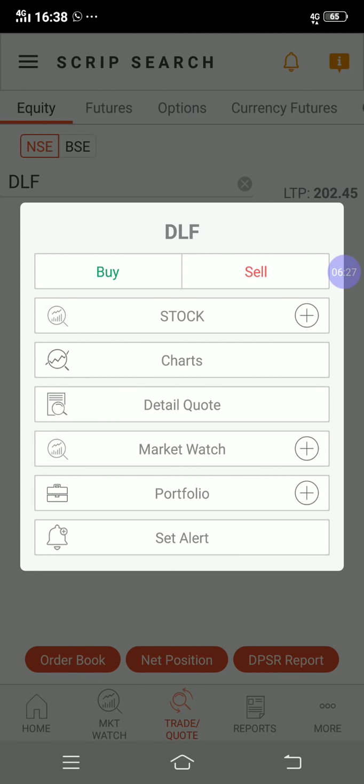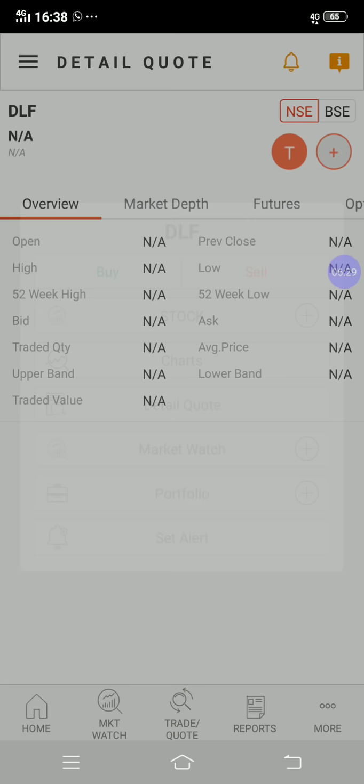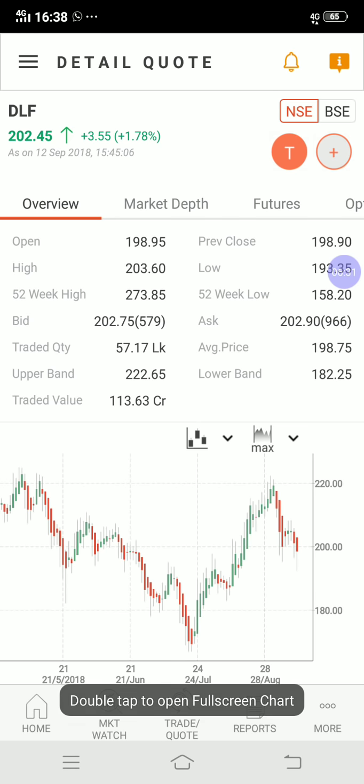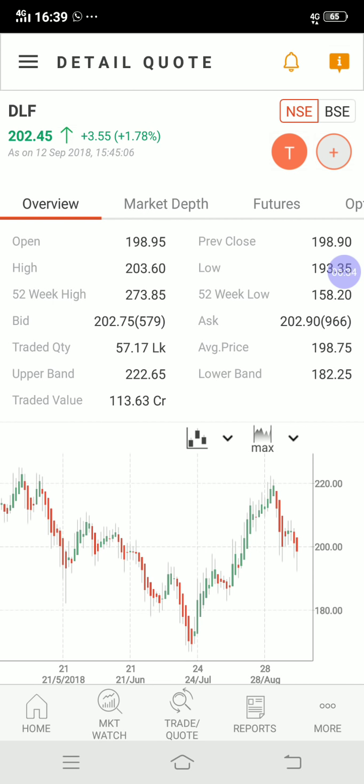Now again here, the other one is detail quote. In detail quote, you will see the open and previous close, today's high and low, 52 weeks high, 52 weeks low, how many buyers and sellers there are, at what cost, and how many people are there in the bracket.